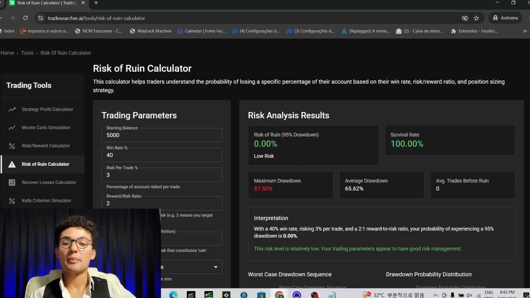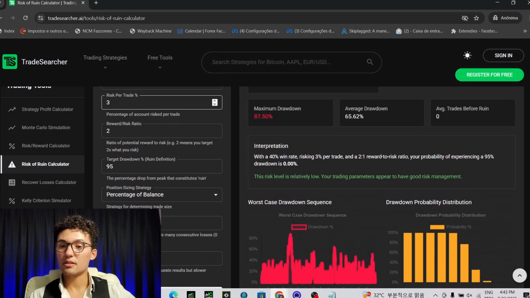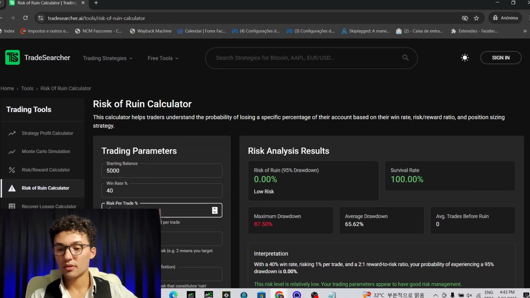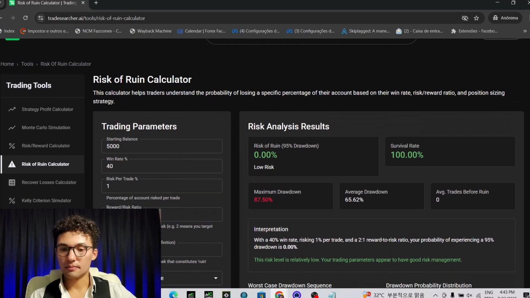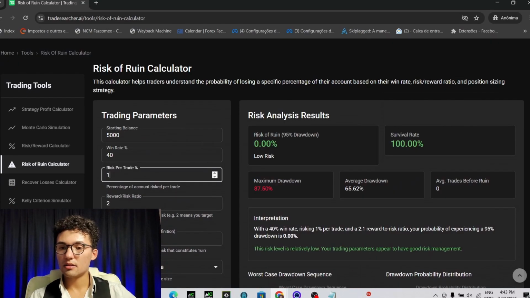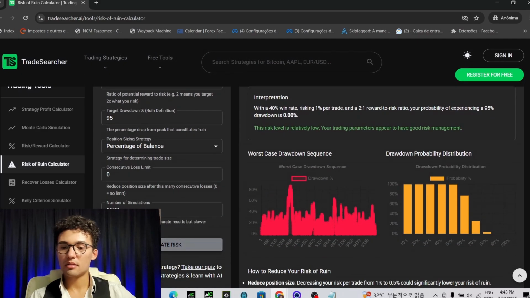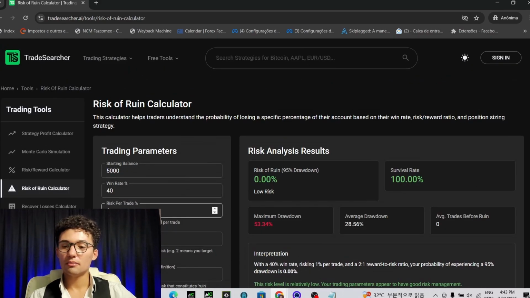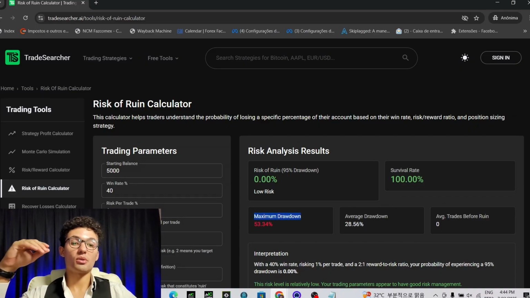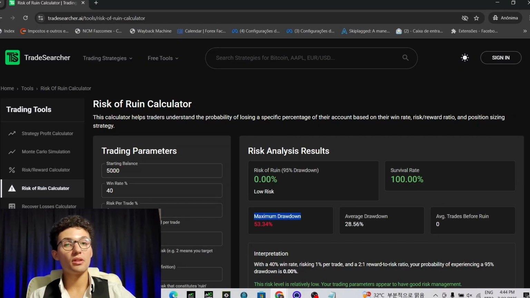And at this level, my recommendation for you is risk 1%. Okay? My recommendation is that you should risk 1%. Let's check here. Okay, it's all right. It's the same metrics. Let's calculate the risk now. And now, risking 1%, you still have, of course, 0% chance to ruin your account, to blow your account, and your drawdown decreased from maximum drawdown that was 87, now is maximum 53, and the average 28.